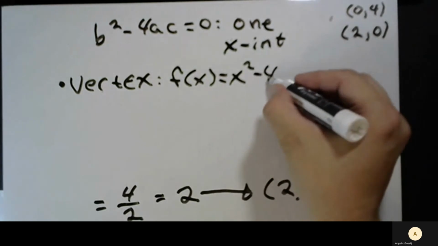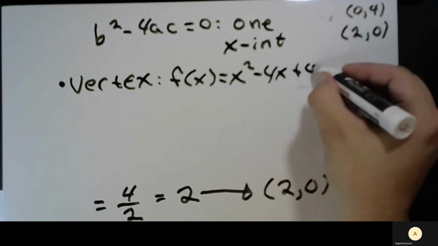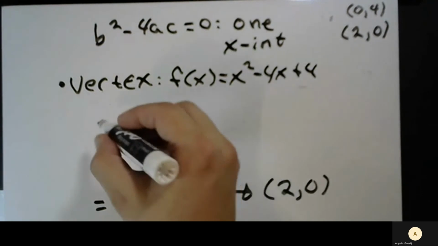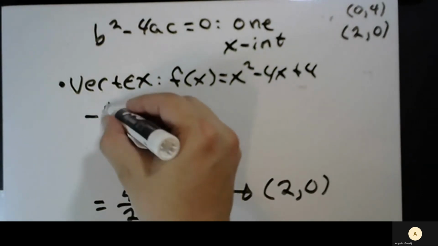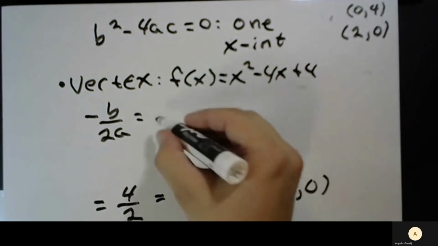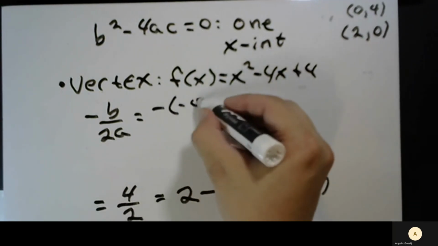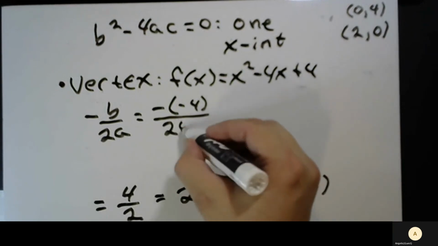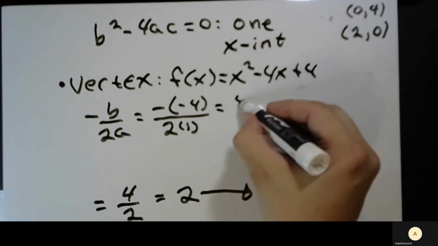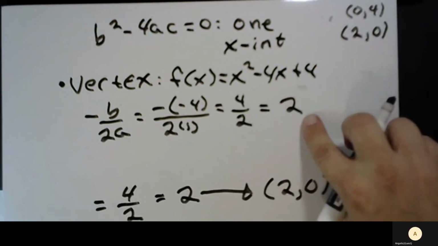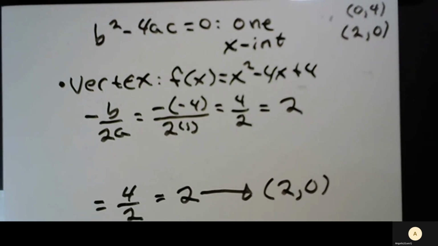I'm going to rewrite this so I can see it. So -b over 2a. It's -4 over 2 times 1, or 4 over 2, or 2. And that's the x-coordinate for the vertex.